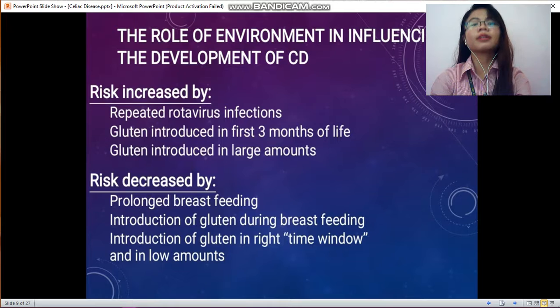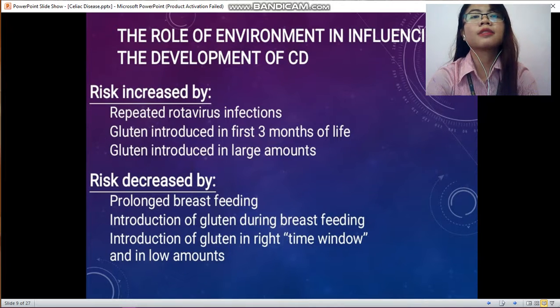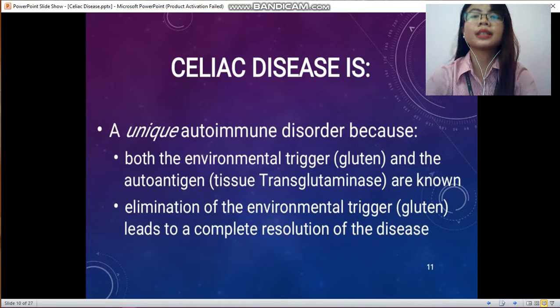Next, what's the role of the environment in influencing the development of celiac disease? First is the risk increased by repeated rotavirus infections, gluten introduced in the first 3 months of life, gluten introduced in large amounts, while risk is decreased by prolonged breastfeeding, introduction of gluten during breastfeeding, introduction of gluten in the right time window and in low amounts. So what's celiac disease?